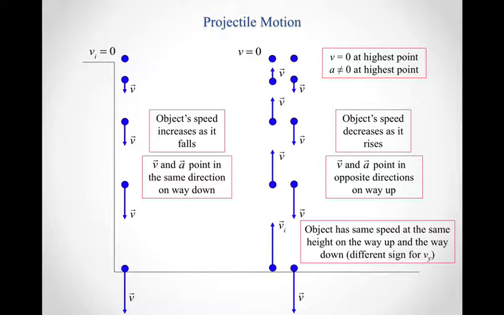So notice as the object travels up and then falls back down, when it's at the same height, it has the same speed. Whether that velocity points up or down depends on whether it's coming up or down, and so the y component has a different sign depending on whether your object is traveling up or down.